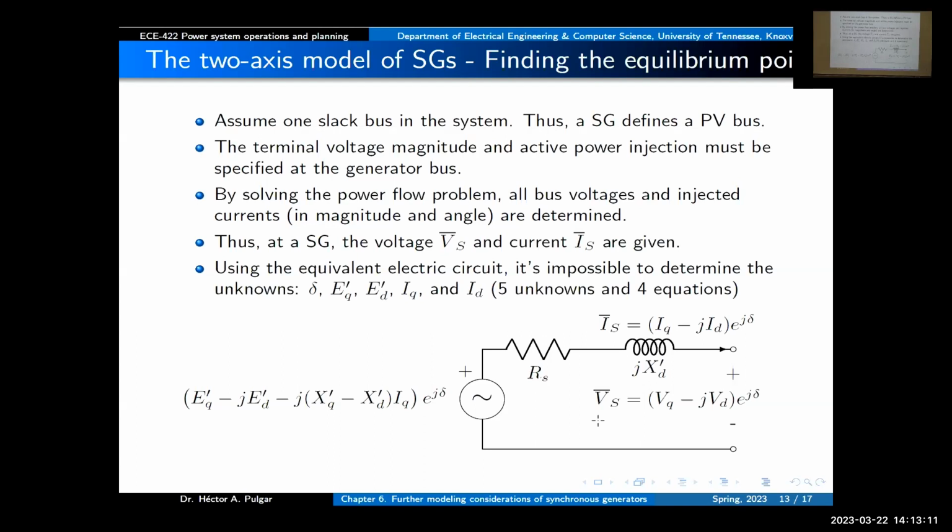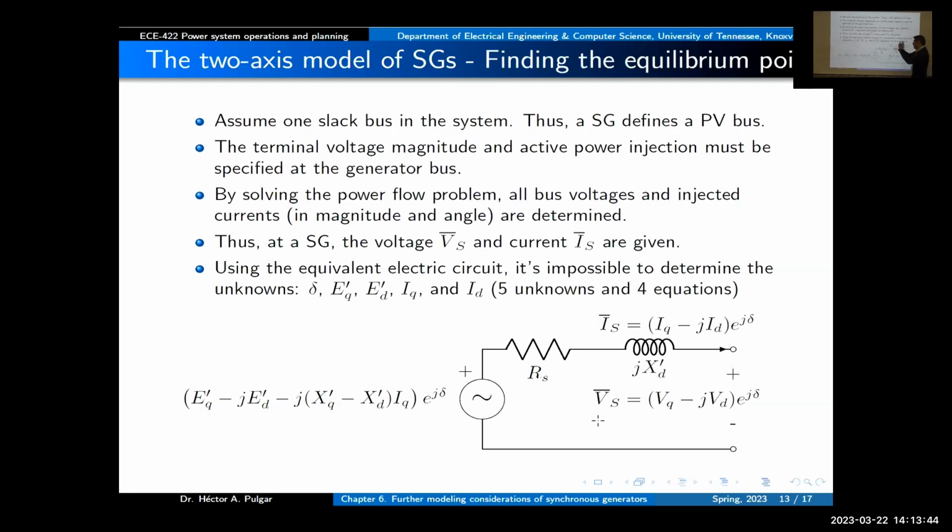But what we can do, because we're finding the equilibrium point, is assume that the system is at the equilibrium point, so all the derivatives of the state variables need to be equal to 0. So we have a bunch of equations that we need to use somehow to find the equilibrium point. If we set these derivatives to 0, we can find the alternative relationship that can help us to solve the problem.